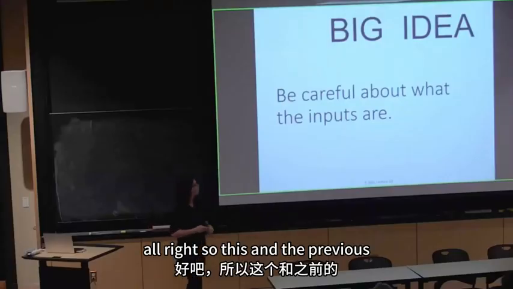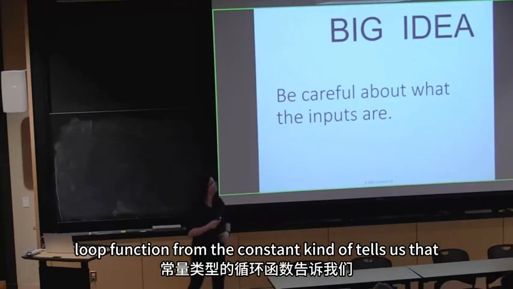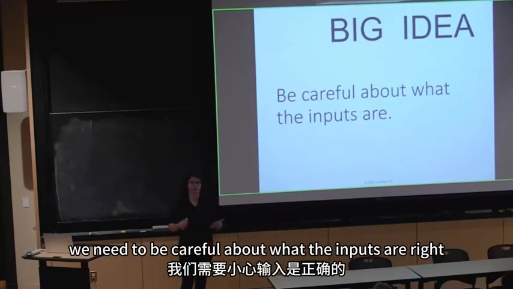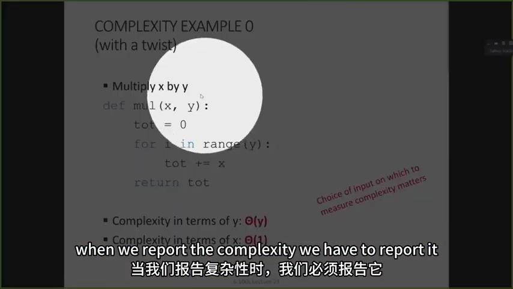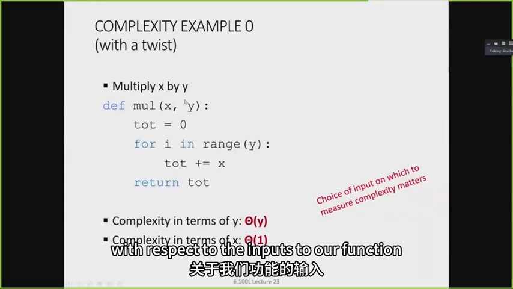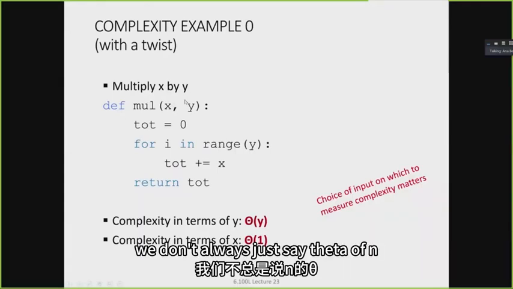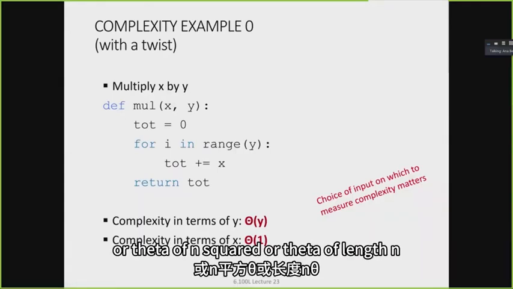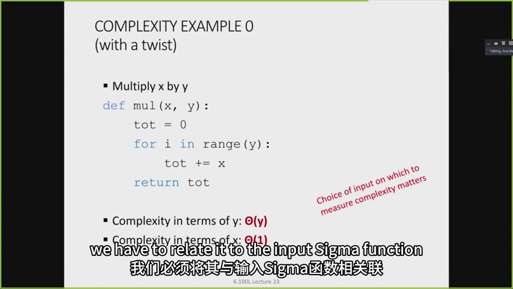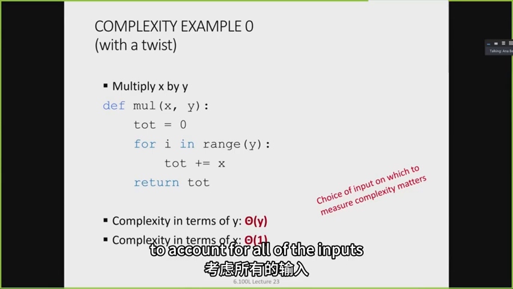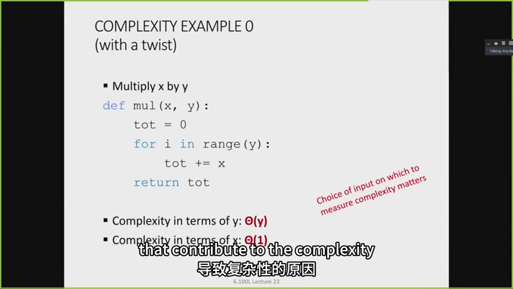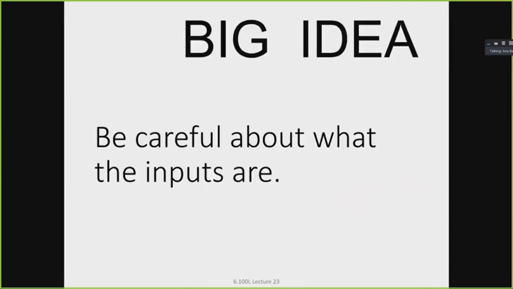All right, so this and the previous loop function from the constant case tell us that we need to be careful about what the inputs are, right? When we report the complexity, we have to report it with respect to the inputs to our function. We don't always just say theta of n, or theta of n squared, or theta of length n, whatever it is. We have to relate it to the inputs to our function. And if we have more than one input, we have to be careful to account for all of the inputs that contribute to the complexity. Okay.